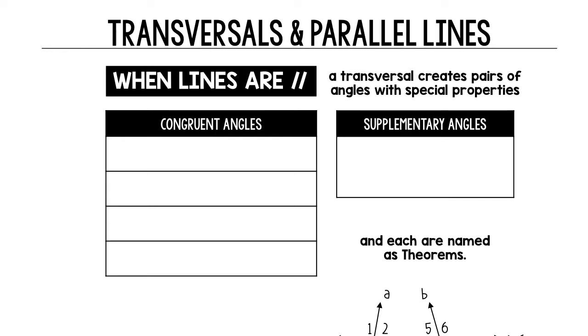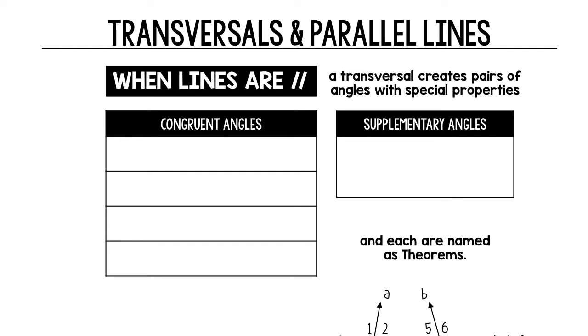Today, we're going to talk about transversals and parallel lines. We've described transversals and how the lines are related to each other and angles. Now we're going to look at parallel lines in specific cases. So when lines are parallel, a transversal creates pairs of angles with special properties. Some angles are congruent, and we're going to use what we know about these pairs.